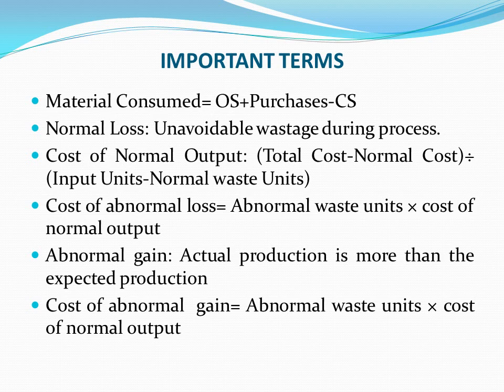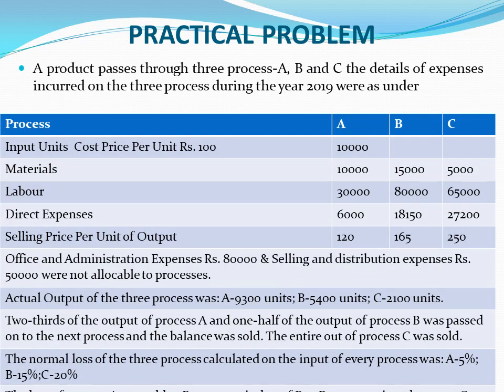Abnormal gain: actual production is more than the expected production. In this case, we say that there is abnormal gain in that process. Cost of abnormal gain: abnormal gain units into the cost of normal output. This is a practical problem which you have to write in your notebook, and thereafter we will proceed to the next slide, which is the solution slide.